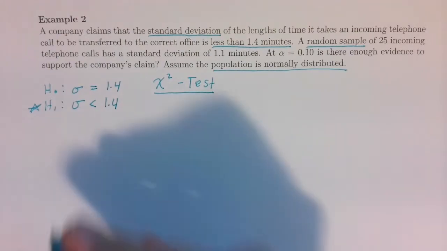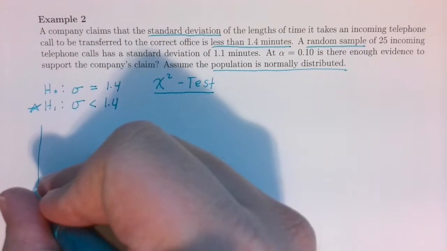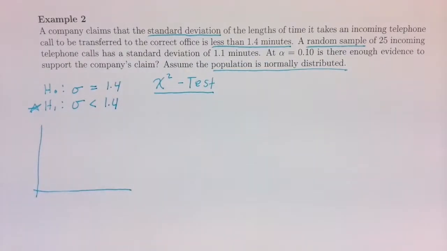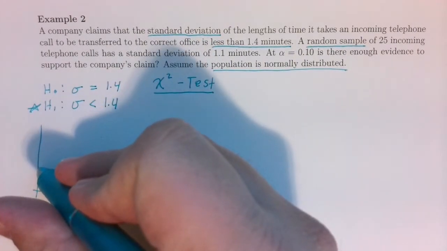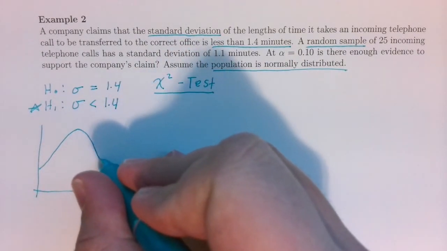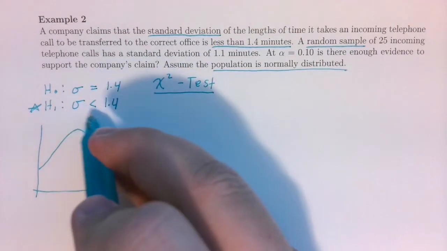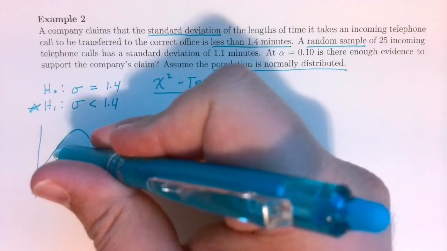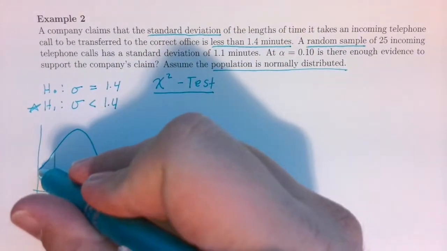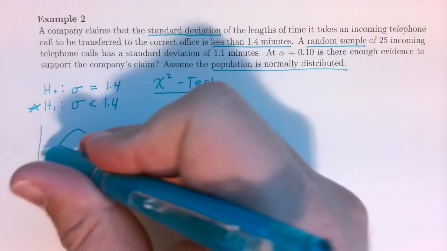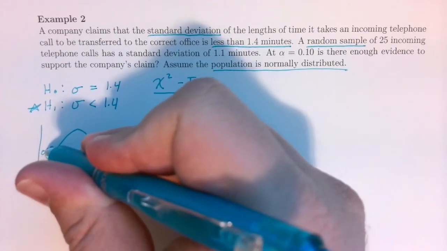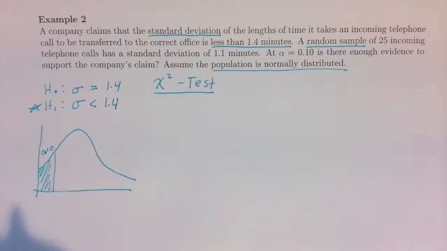Step 2 is to draw a picture. And since this is a chi-squared test, I'm going to draw a chi-squared distribution, which is non-negative values and right skewed. Since the alternative is less than, this is going to be a left-tailed test with the area equal to 0.10. Notice how I'm writing it above the graph because it represents the area, not this cutoff value.